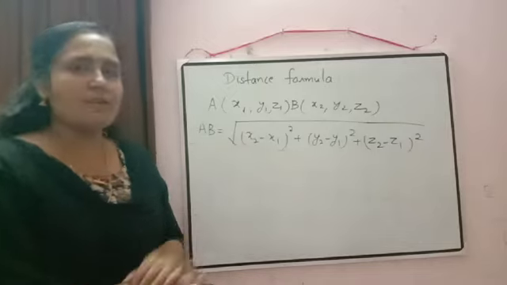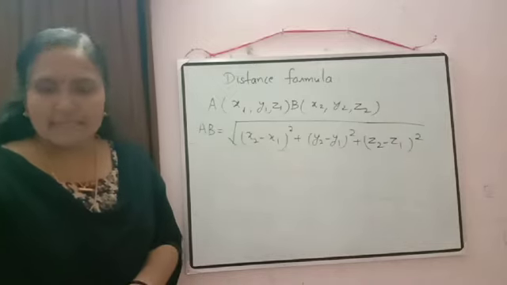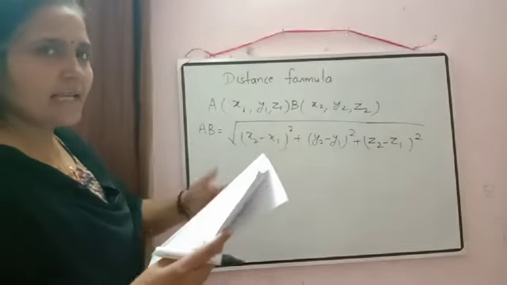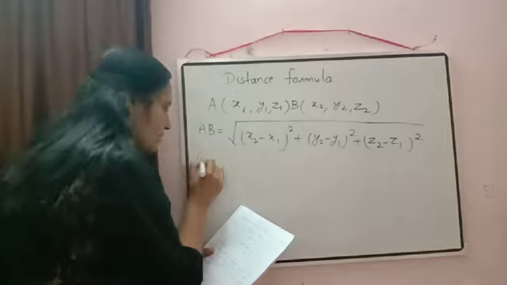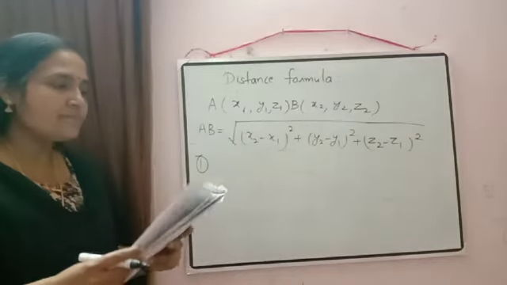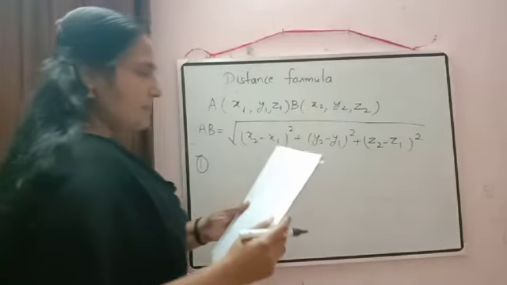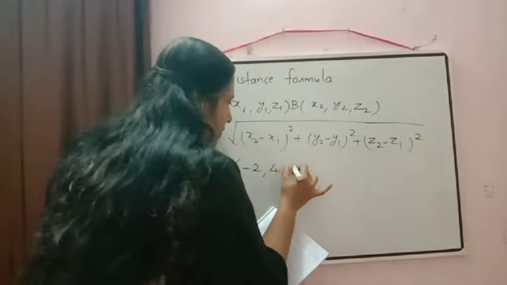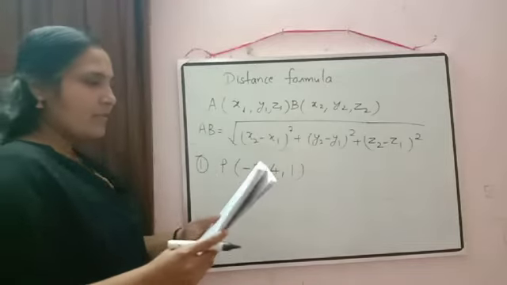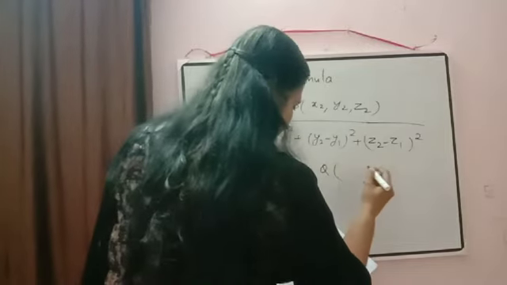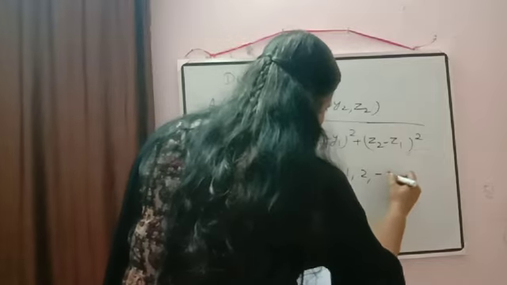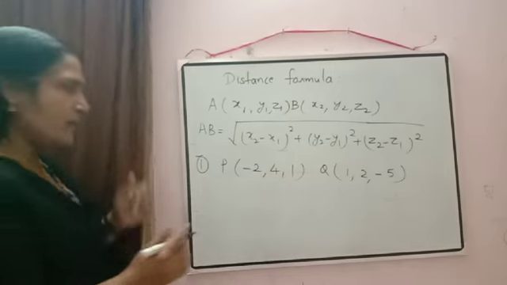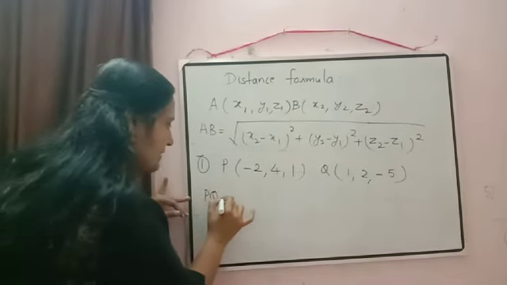Okay, so now we will do some questions based on the distance formula. The questions are already there with you. I will read the question and then we can solve directly. The first question is written: find the distance between the points P(-2, 4, 1) and Q(1, 2, -5). So we have to find the distance between these 2 points, and directly we can apply the distance formula.